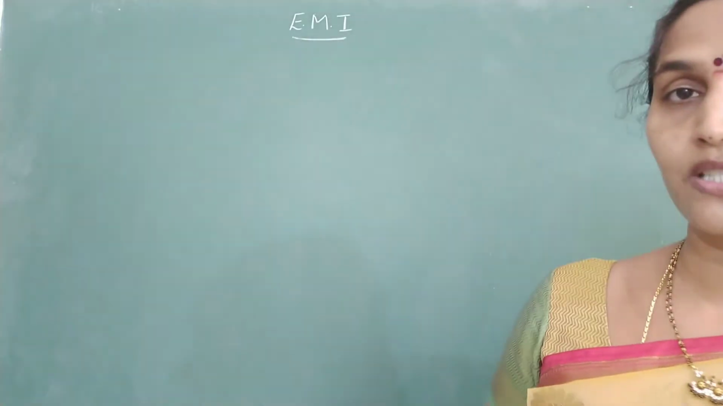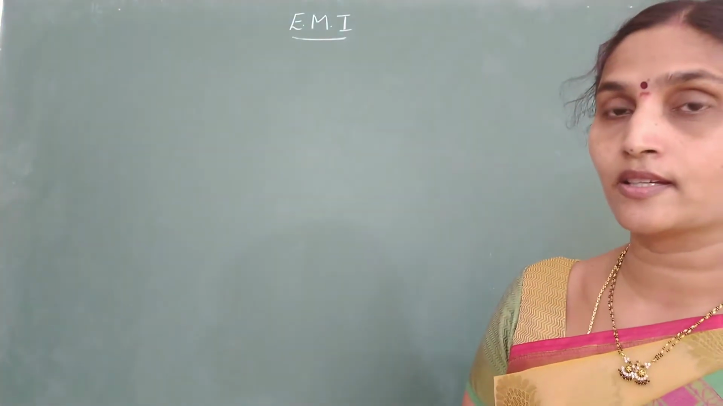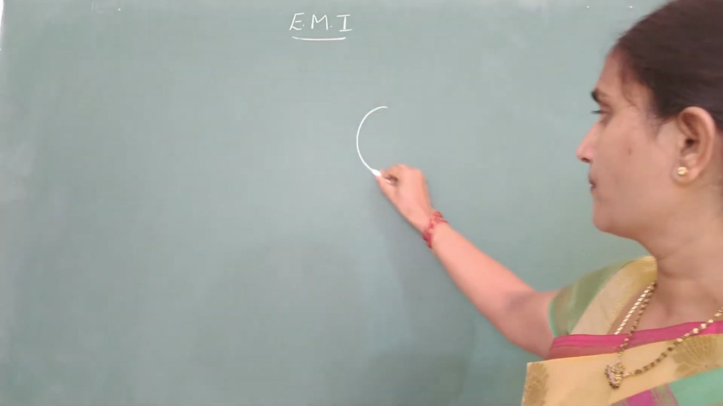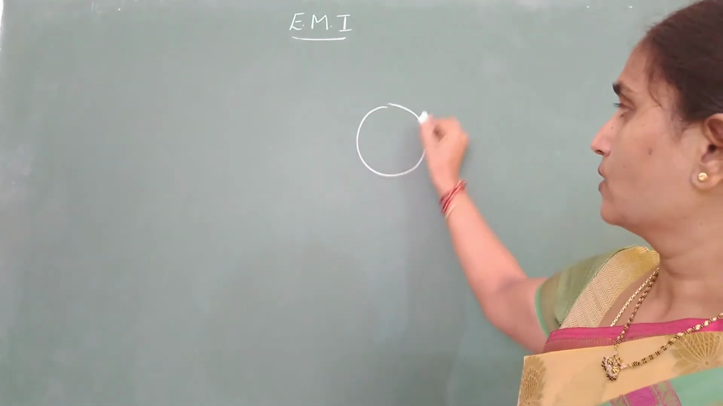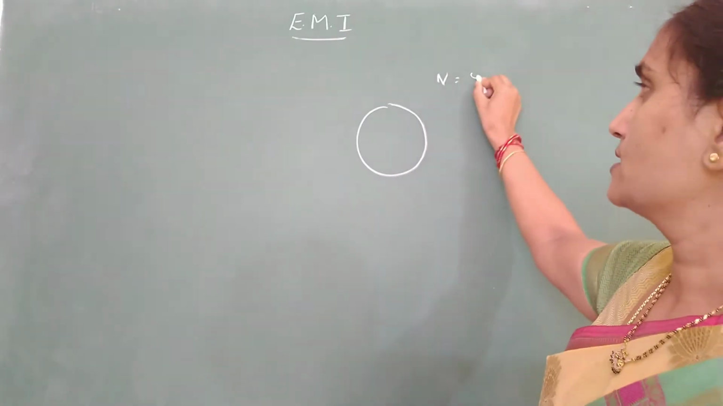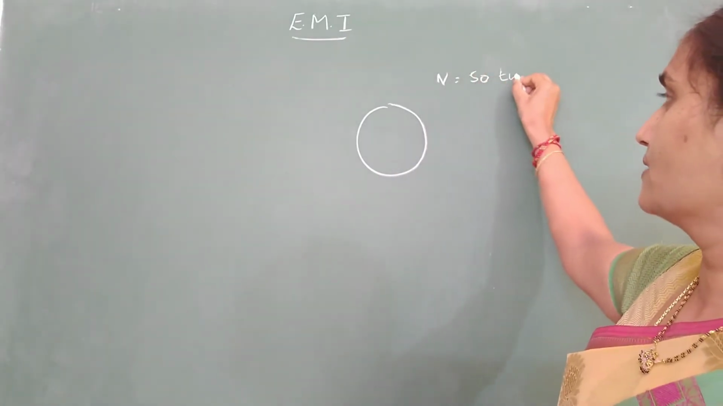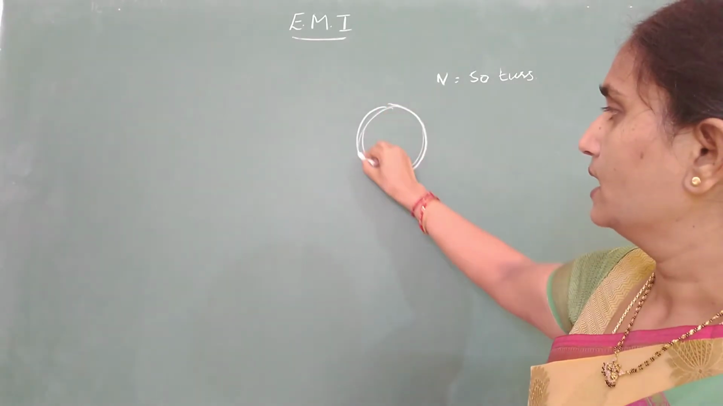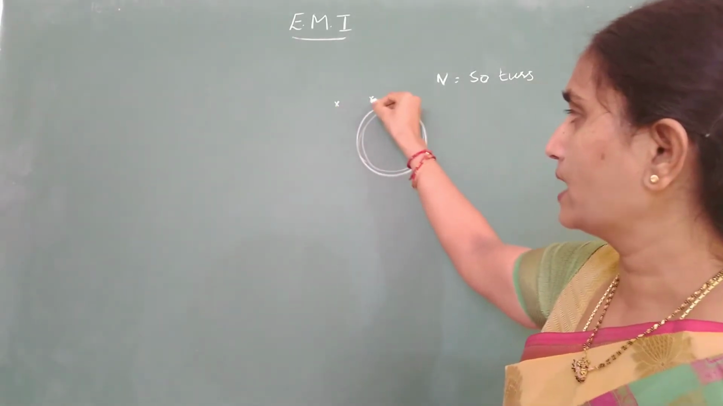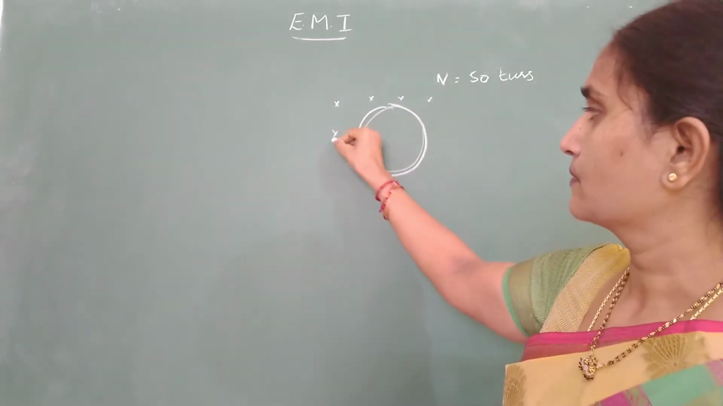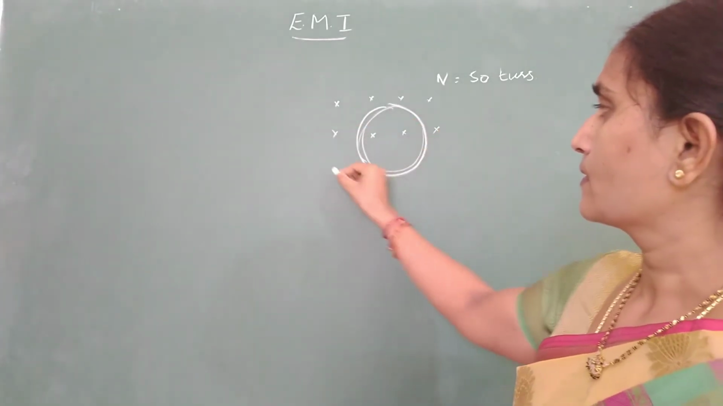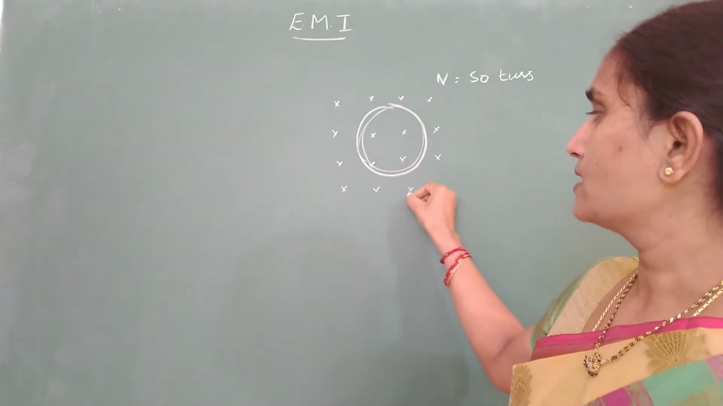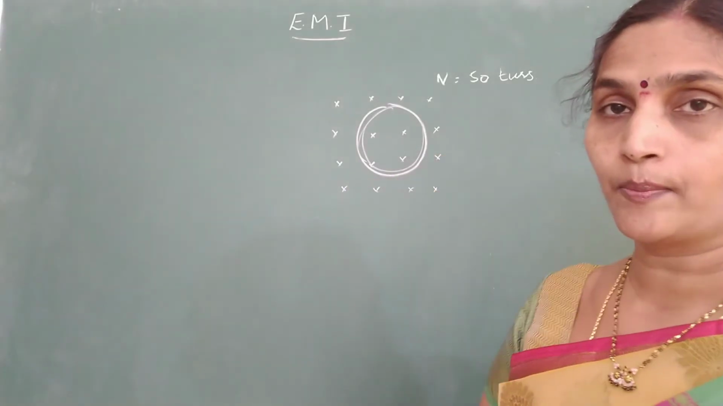Look at the first question, based on evaluating induced EMF. It is given that there is a circular coil of 50 turns. The number of turns is given as 50. It is placed in a magnetic field. What is the direction of the magnetic field? It is directed into the plane of the paper.